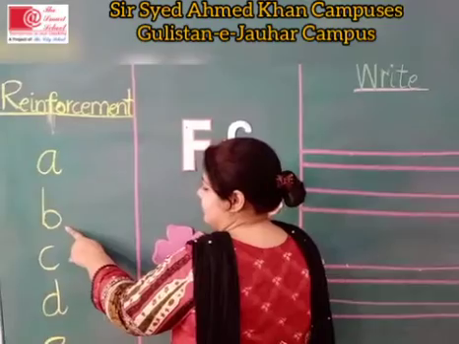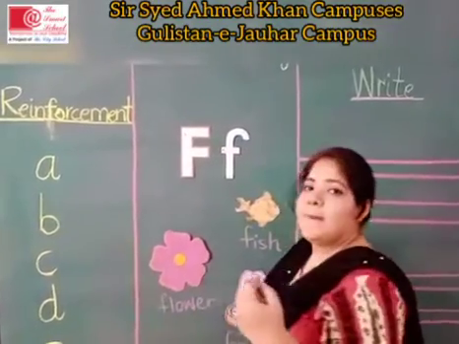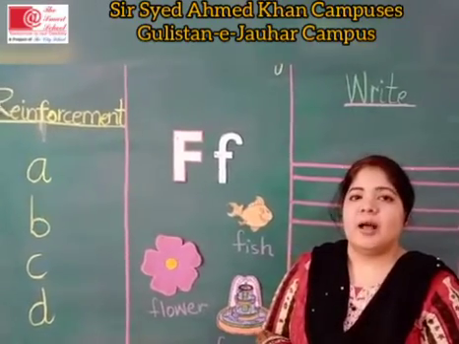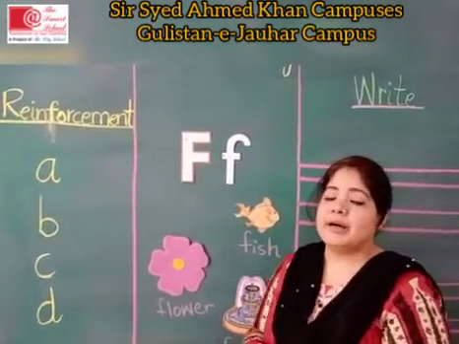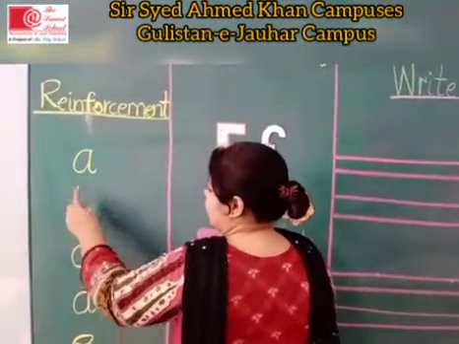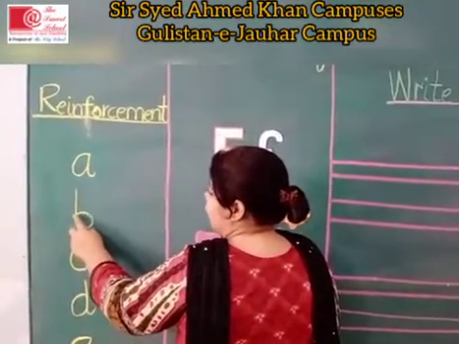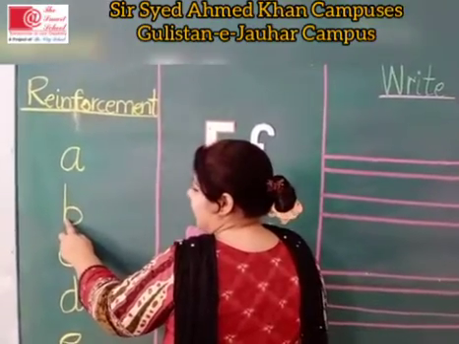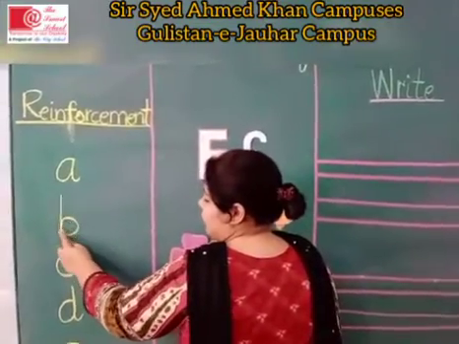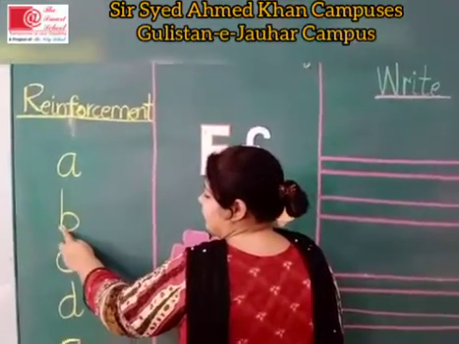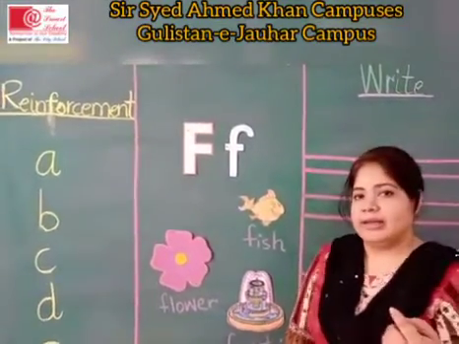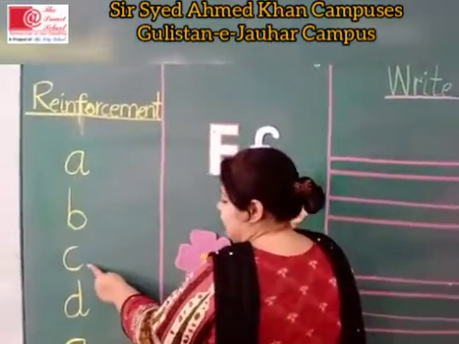Okay, next one. Which sound is this? This is sound B. What comes with the sound B? Ball. Butterfly. And how can we write sound B? Come down and down. Go up and make a round. This is sound B. Ball. Very good.